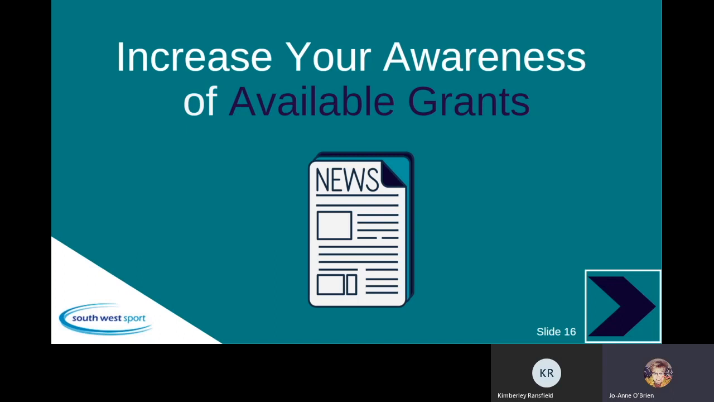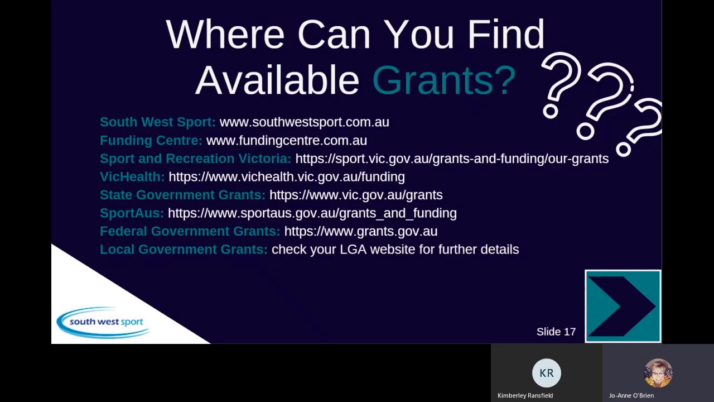Increase your awareness of available grants. So the one thing you can do, if you say, well, I don't know where grants are, you need to increase your awareness. You say, where can I find available grants? I have a range on the screen here. Southwest Sport, under southwestsport.com.au, you definitely can look for our grants. The Funding Centre, under the fundingcentre.com.au. Sport and Recreation, and then under their funding section. Vic Health, state government grants, Sports Oz, the federal government grants, and local government grants as well.